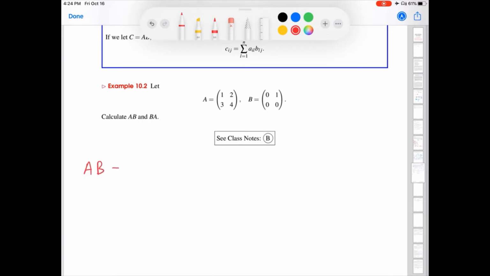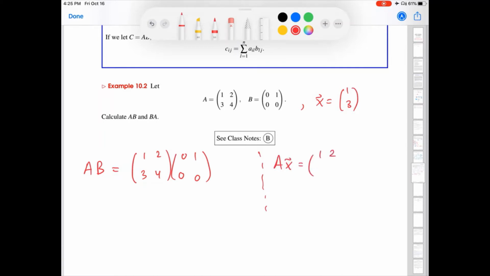So if I want to multiply the matrices A and B, let me write out what A and B are. Let me add a vector here. Let's say 1, 3. So suppose I wanted to multiply the matrix A times the vector X. I'm just going to remind you of how that goes and then draw a parallel with what we would do to multiply two matrices together.